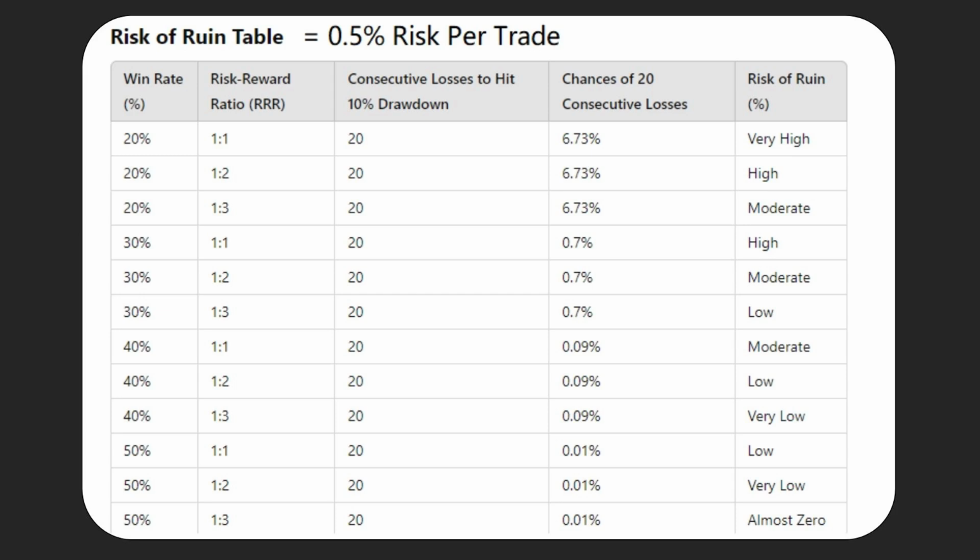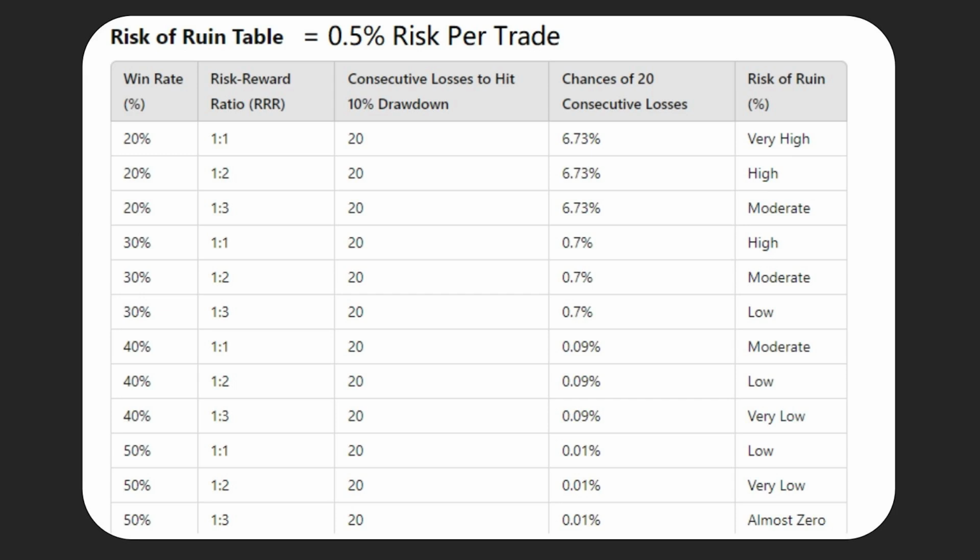Similarly, if your win rate is 40% and your risk reward ratio is 1 to 3R, then your risk of ruin is very low, meaning it's lower than 30%, which is extremely low. For that scenario, if your risk of ruin is lower than 30%, then you have a lower than 30% chance of blowing up your account, which is extremely unlikely, right? These are the types of risk of ruin percentage values that you must be aiming for.